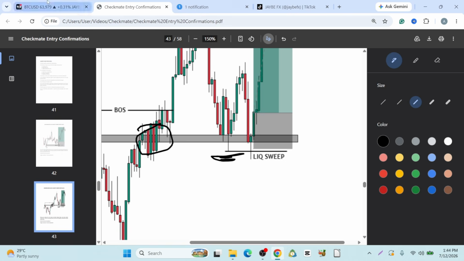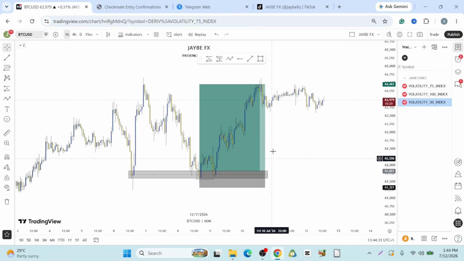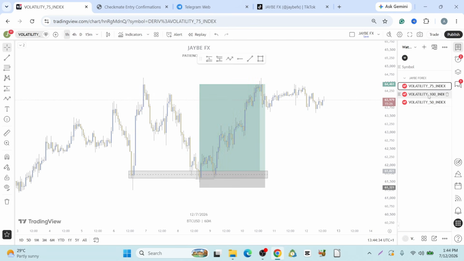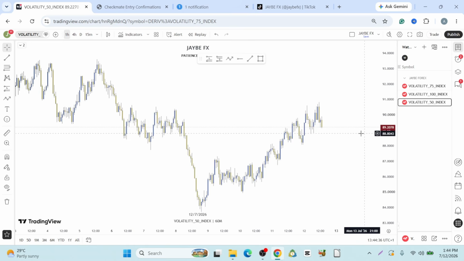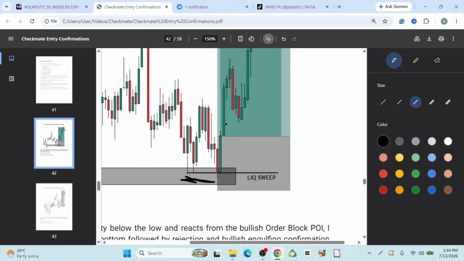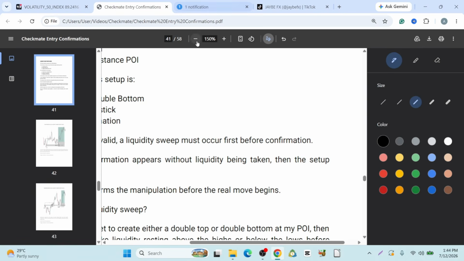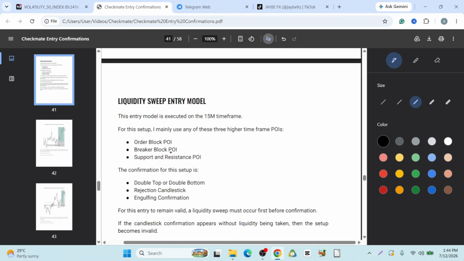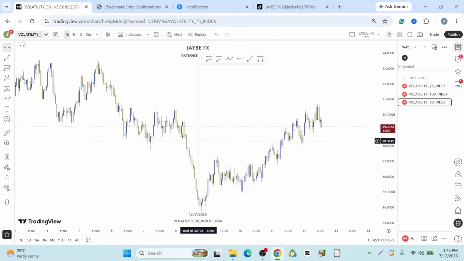Let me basically show you on the live chart how it works. Let me use Volatility 50, because this is one of my favorite pairs. Like I said, you can use it on three aspects. You can use it on order block, you can use it on breakout block, and you can also use it on support and resistance. And what time frame are you using? The 15-minute time frame. Coming back here, this is the 1 hour time frame, Volatility 50.